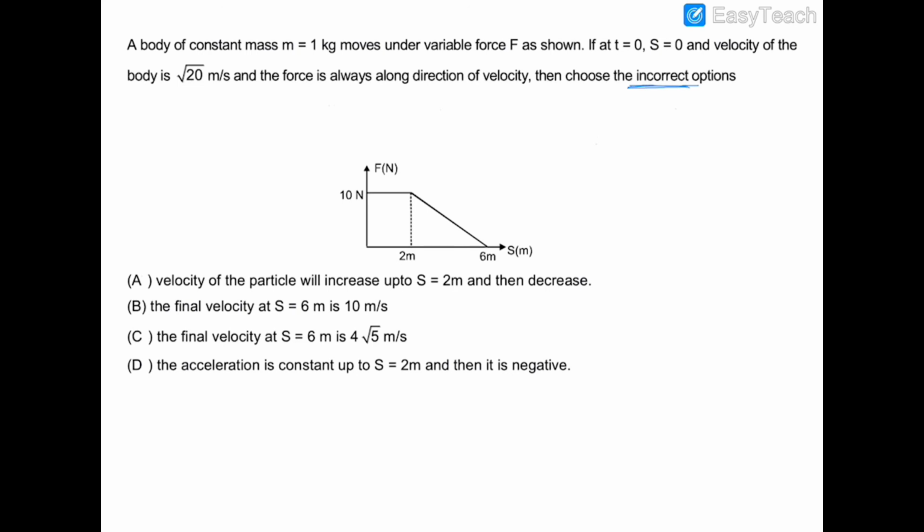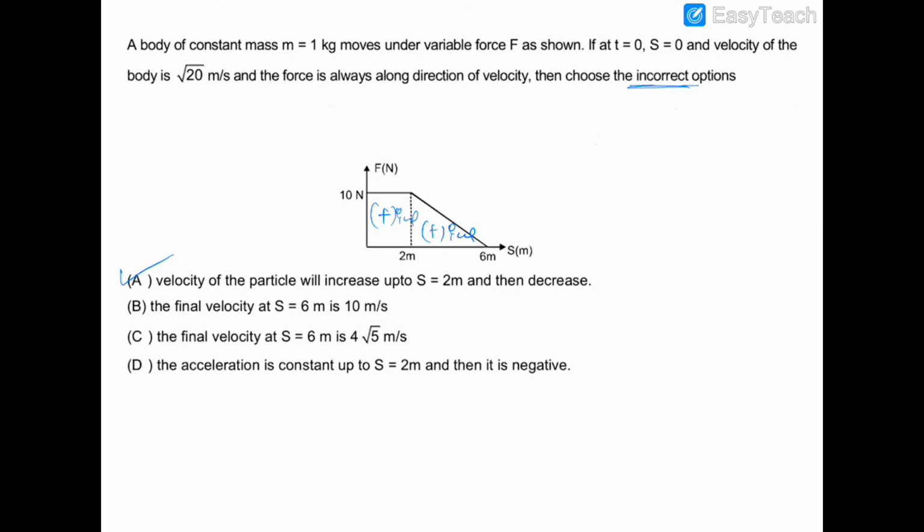So first of all, the first option is that the velocity of the particle will increase up to 2 meters and then it will decrease. Now if we analyze this graph of force, we can say that throughout this journey of 6 meters, the force is positive. Force is positive in this region as well as in this region. So throughout the journey of 6 meters, this force is positive, and the positive force is acting in the direction of the velocity. So the velocity of this particle will always increase till 6 meters. So option A will be incorrect, and due to the fact that we have to choose the incorrect option, our correct answer will be option number A.